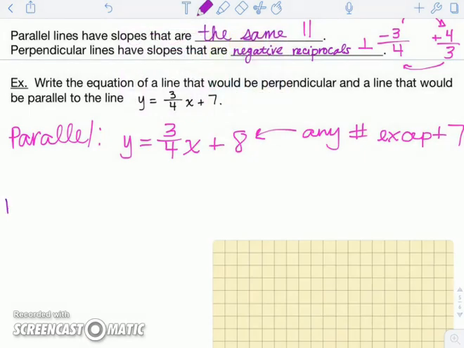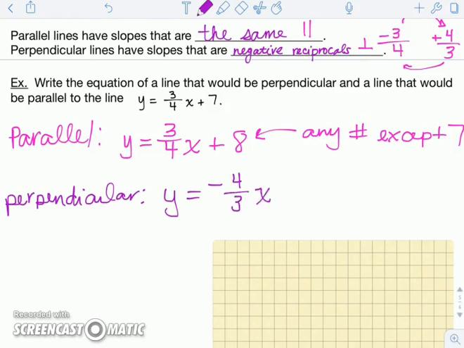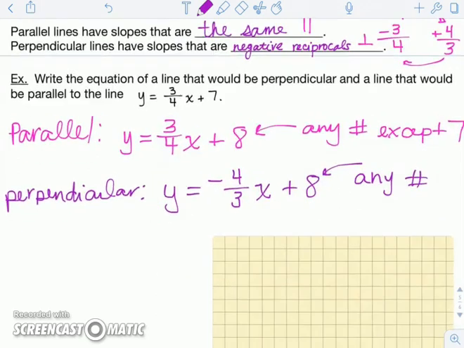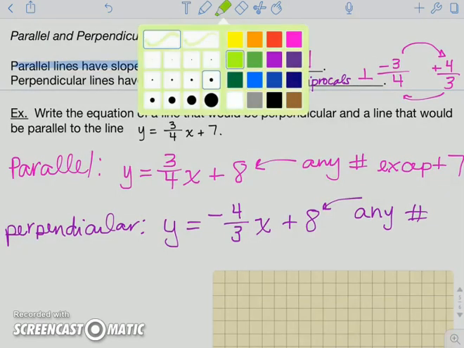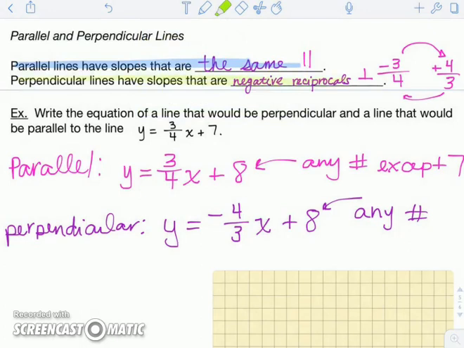Perpendicular lines are a little more involved. My y-intercept doesn't matter again. My slope is what matters here. So my slope, I want the negative reciprocal. So it was positive, I make it negative, and then I flip the fraction. I need the x, that's the part that's changing, and then again, any number you want here. And this one could be 7. Any number you want there. So this is really the important part. Parallel lines have slopes that are the same. Perpendicular lines have slopes that are negative reciprocals.